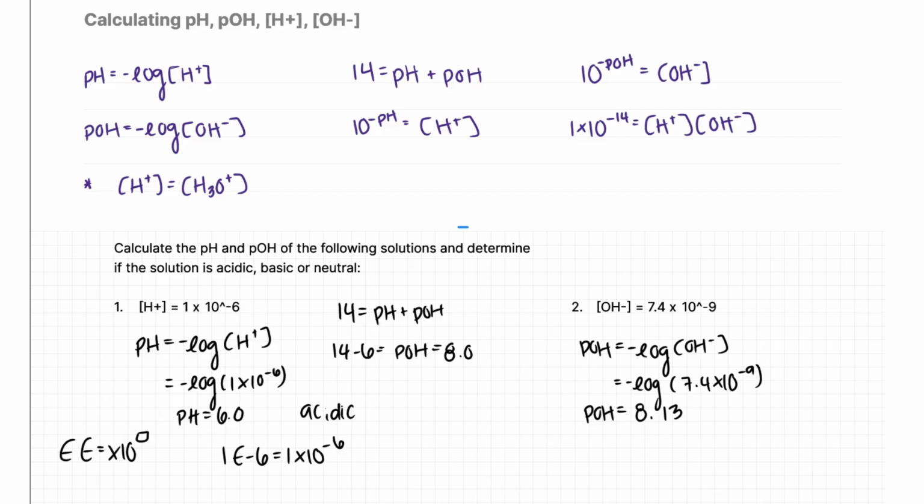From the pOH, I can find the pH value with the same equation we used for the first problem. 14 equals pH plus pOH. When I subtract 8.13 from 14, I get that the pH equals 5.87. Because the pH is below 7, the solution is also acidic.